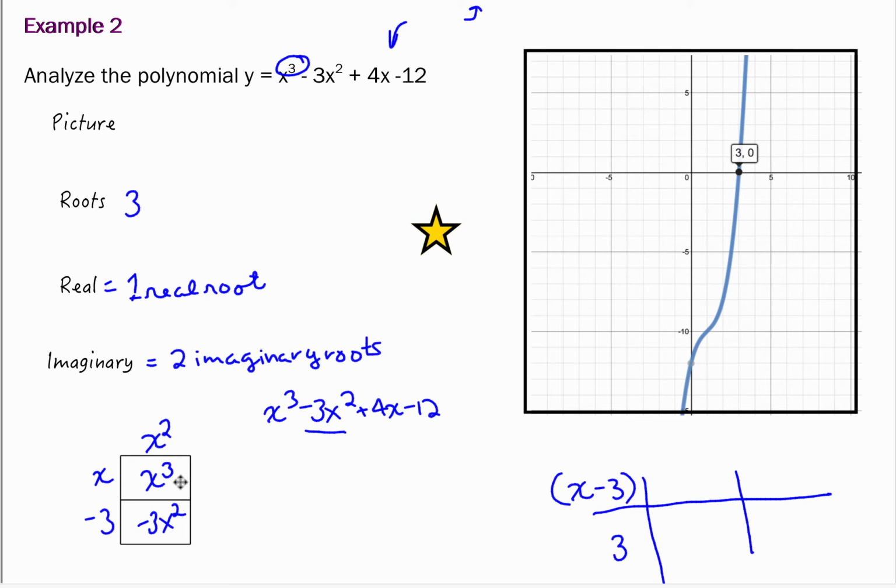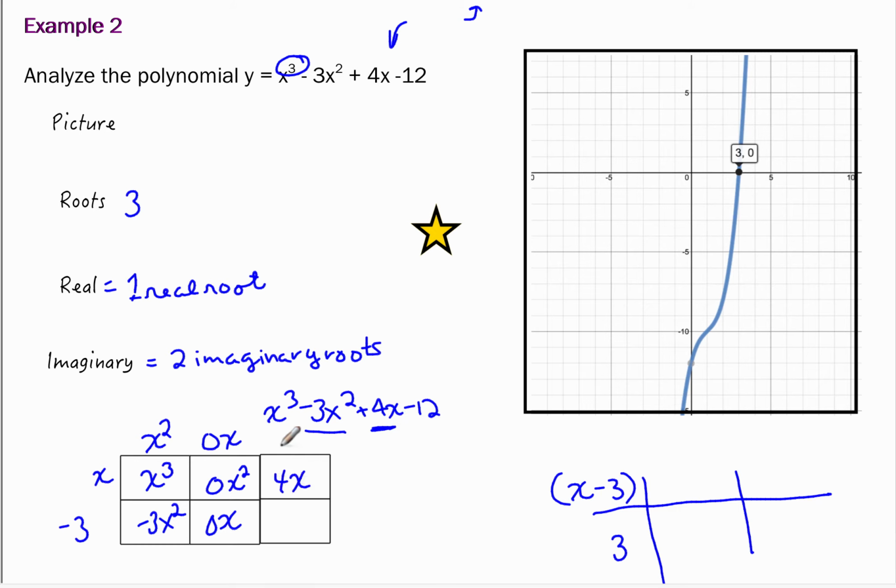Whoops. Come on, there we go. So that's going to be 0x squared. So that must be 0x. We love this. That was easy to do. And then, wow, there we go. And then our last one, we want it to be 4x. So this has to be 4x, which means this has to be 4, which makes this minus 12.